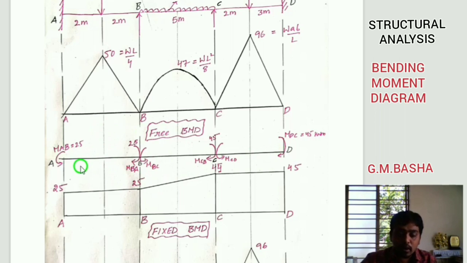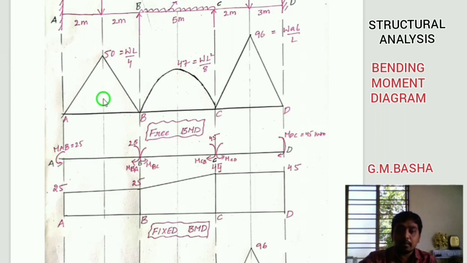So always remember one note point here: based on the fixed moments, based on the final moments obtained in any procedure, that is the Kani's method, slope deflection method or moment distribution method, you can draw the fixed bending moment diagram with those final moments.